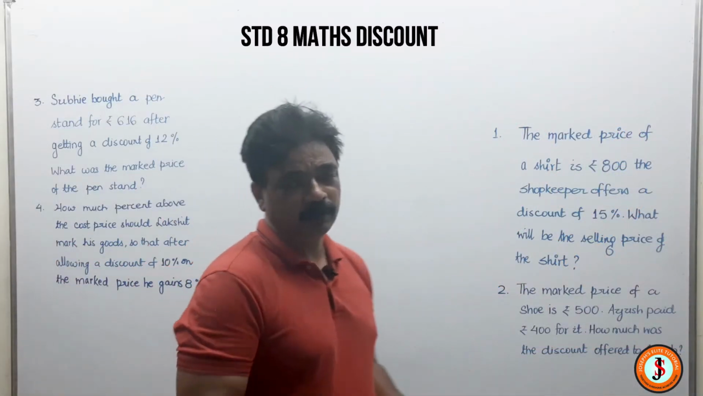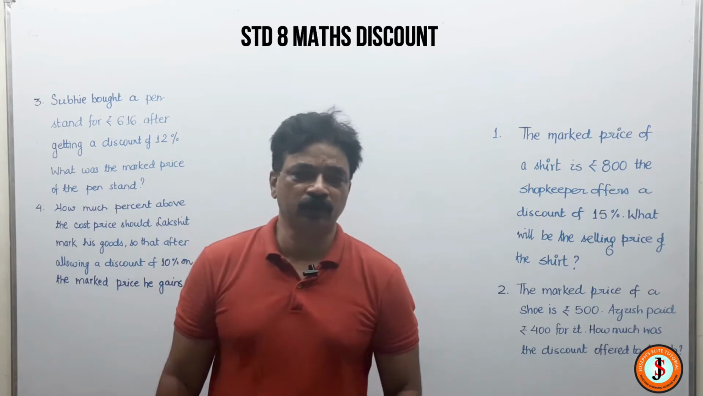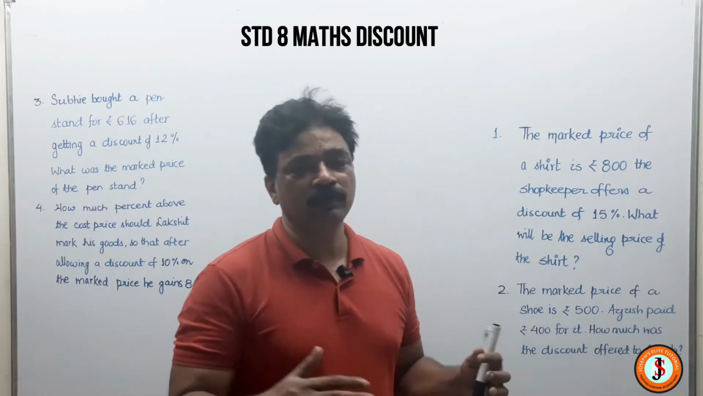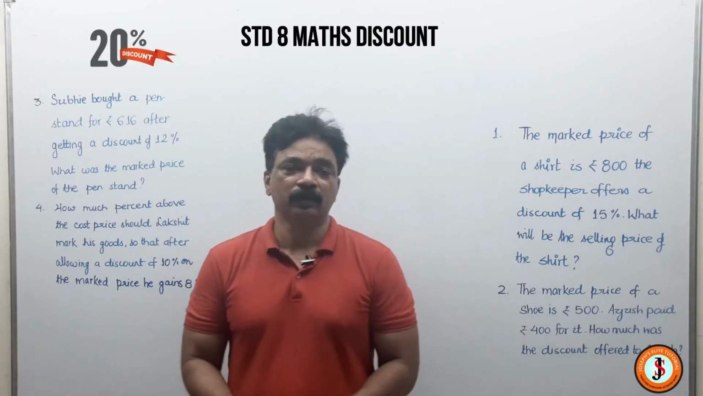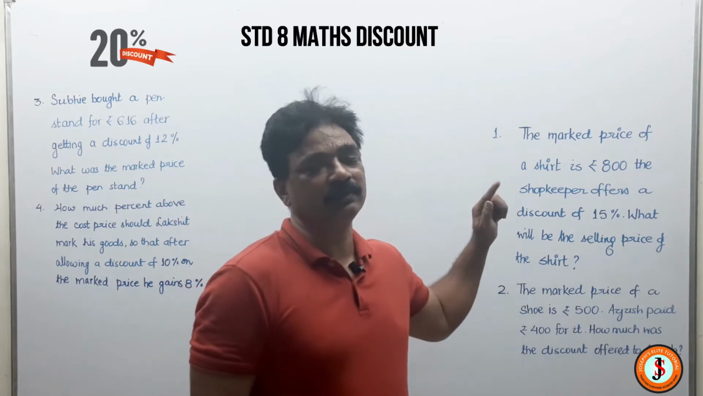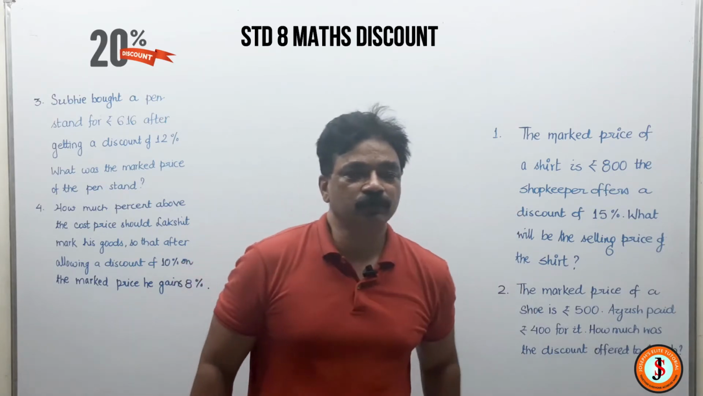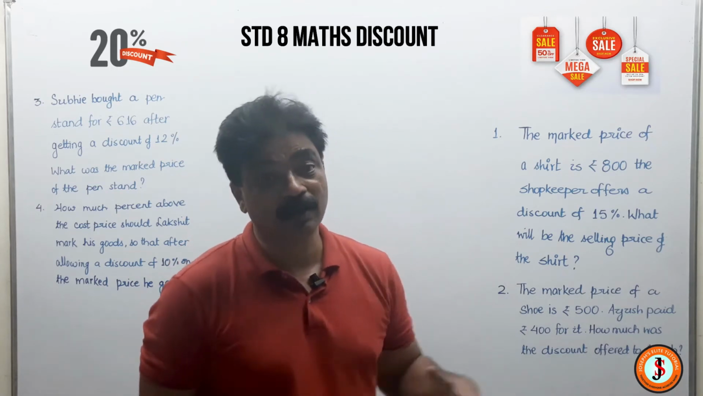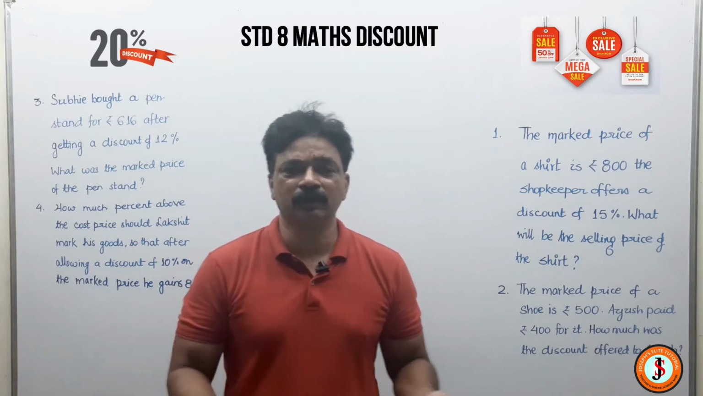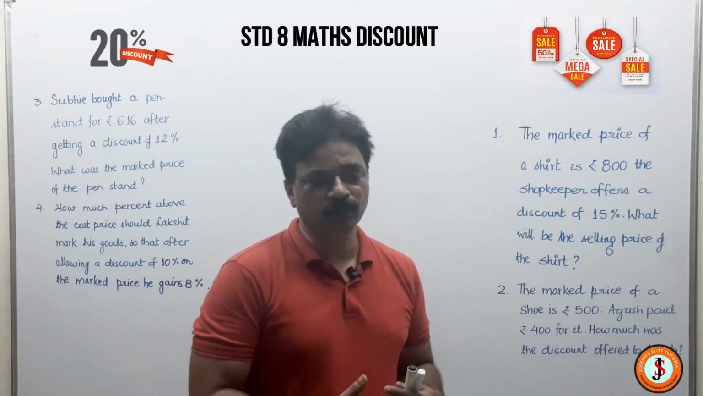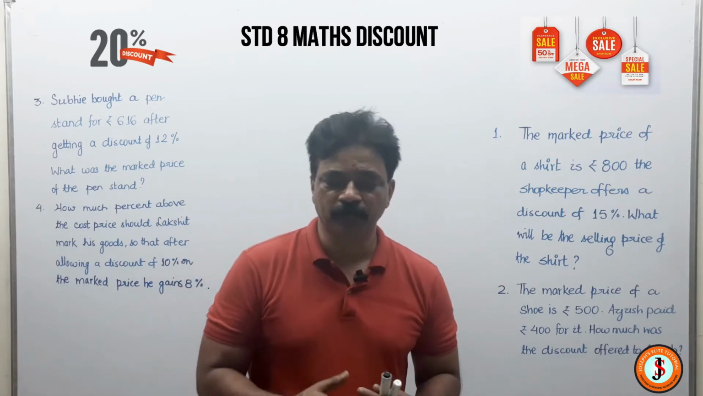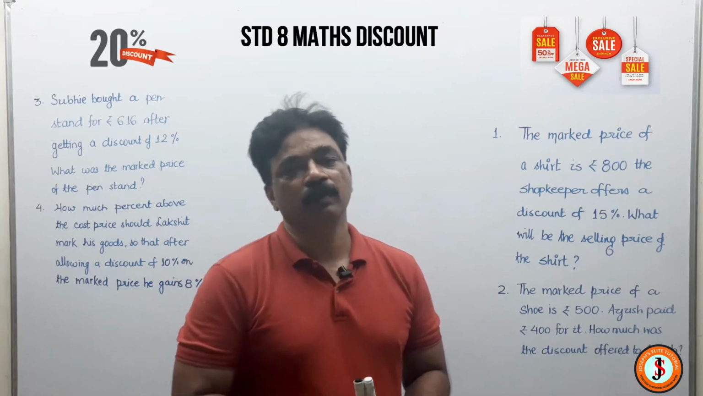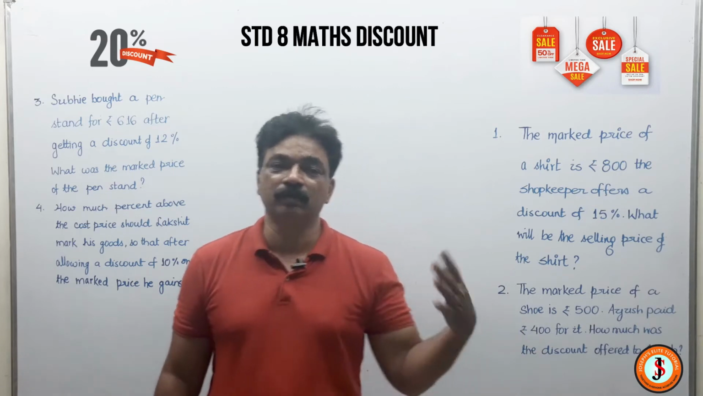So here we are in the chapter profit and loss, and we are going to study about discount. Now children, when a shopkeeper keeps clothes on display, there is a sticker on which a price is marked. To attract customers, the shopkeeper gives a discount on that marked price, and therefore the buyer gets the things at a price lesser than the marked price.